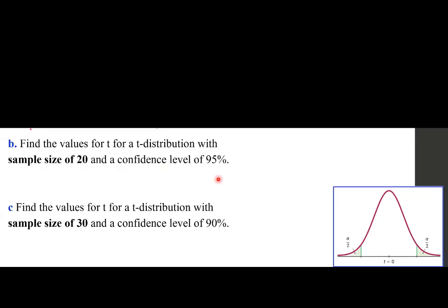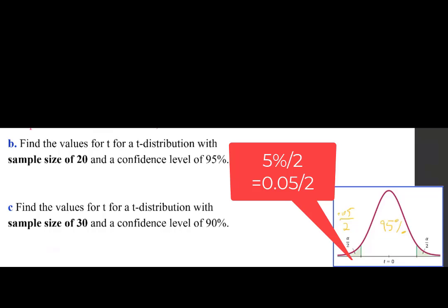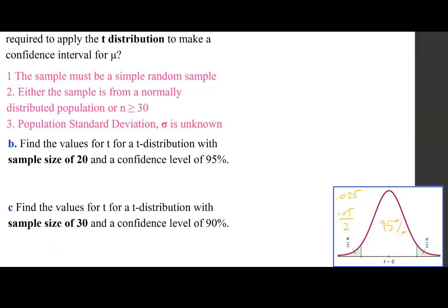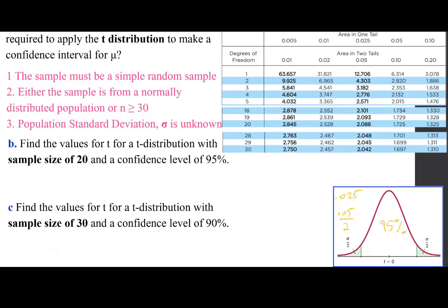Number one, when we have a confidence level, in this case 95%, we put 95% in the middle, and then 5% in the two tails. That's why you see alpha divided by 2, or in this case 0.05 divided by 2, which is 0.025 on each side. So degrees of freedom is n minus 1, which is 19.